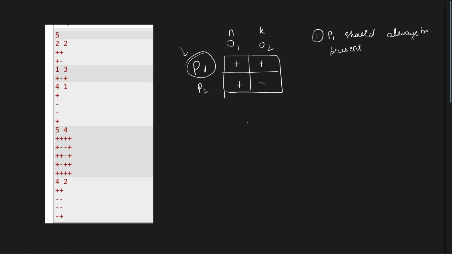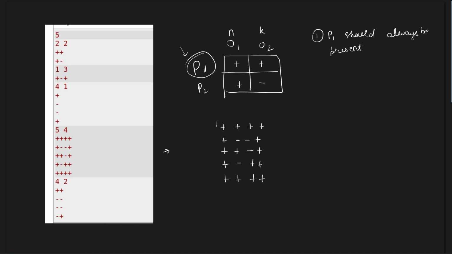If you observe, let's say we have taken the third test case. This is plus plus plus plus, and we have plus minus minus plus, and we have plus plus minus plus, and we have plus minus plus plus, and the last one is plus plus plus plus. You would observe that all of them agree on the first.